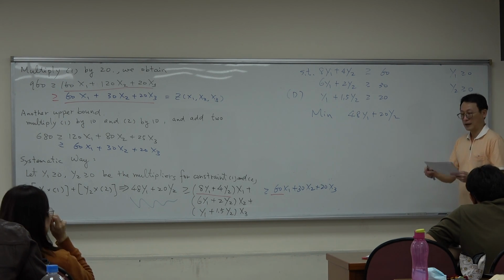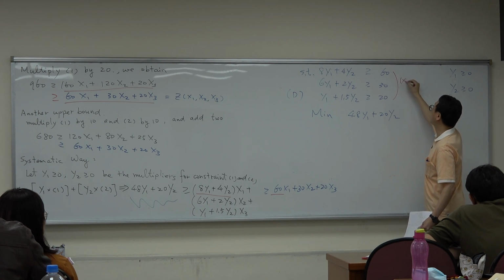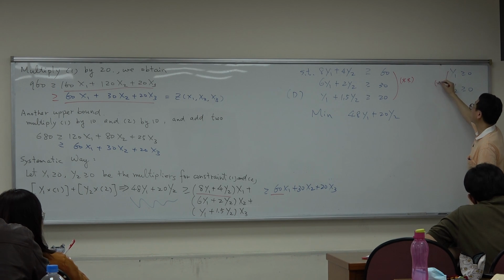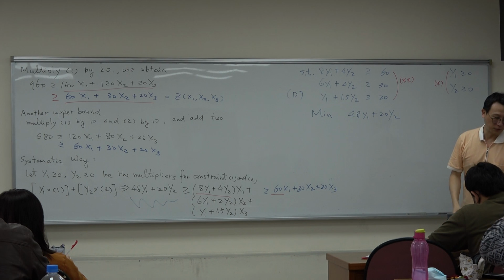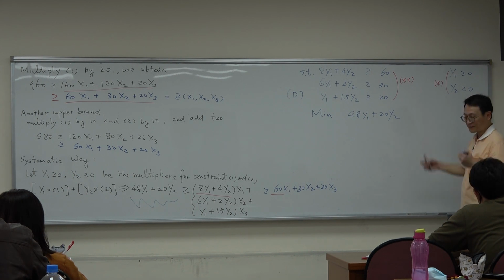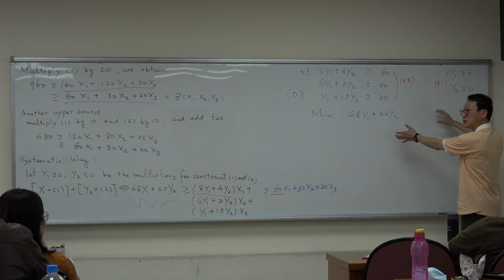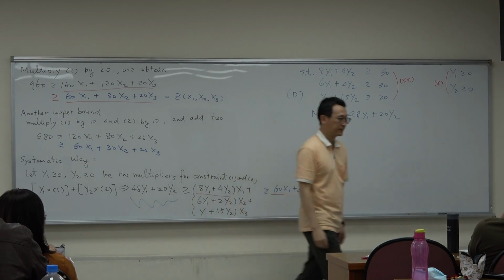Okay. We have a break. We call these the three constraints. That's for the following discussion. After the break, we will discuss what the relation is between this dual problem and the original primal problem. Okay, have a break.